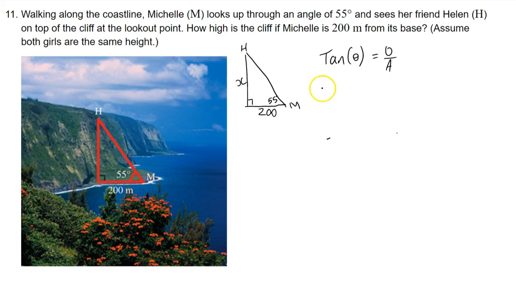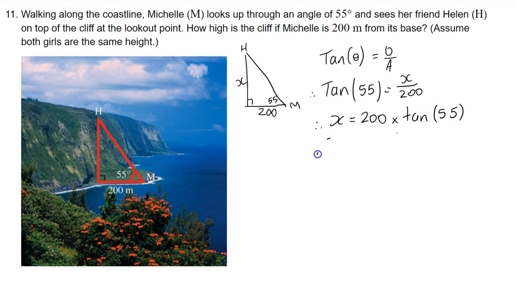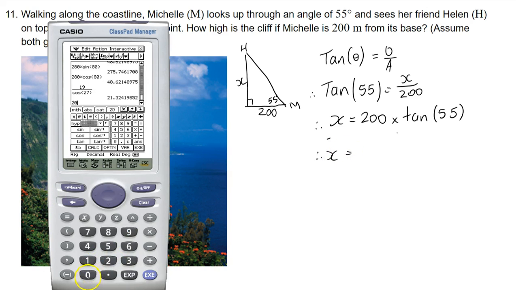Okay, so I've got my angle there, and then my angle is 55. My opposite side, I don't know, that's X. And my adjacent side is 200. At the moment, X is being divided by 200, so the opposite of that is timesing by 200. Okay, and once I've got down to there, it's time to plug it into the calculator. So 200 times tan of 55. 285.63.